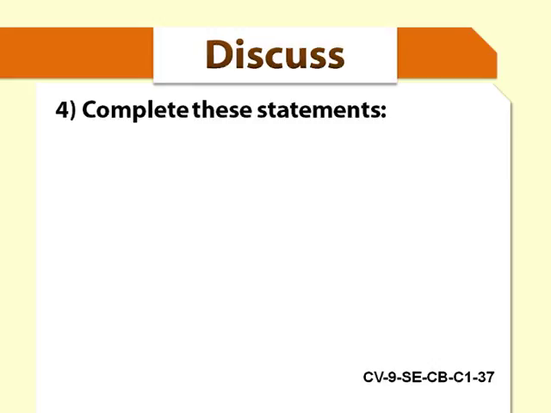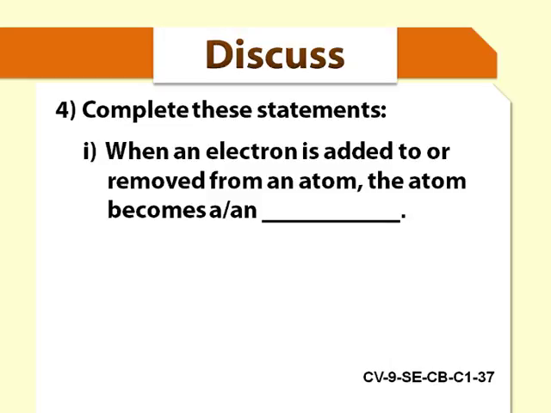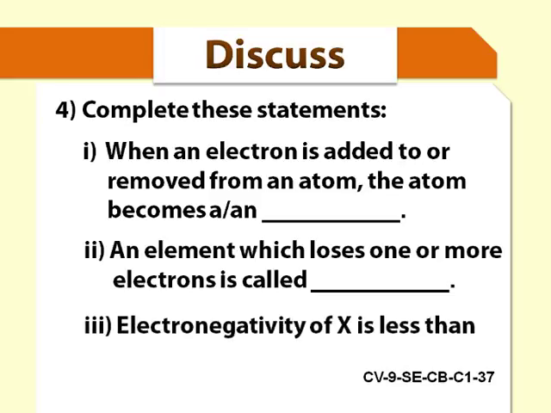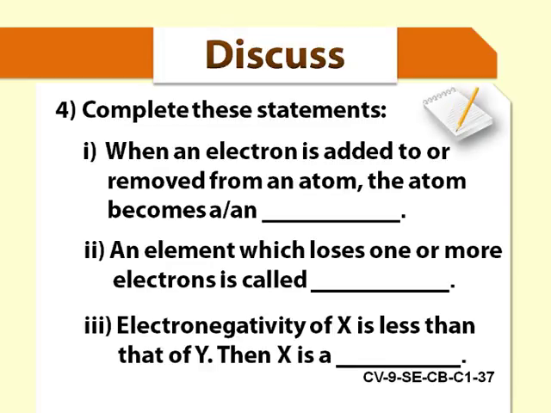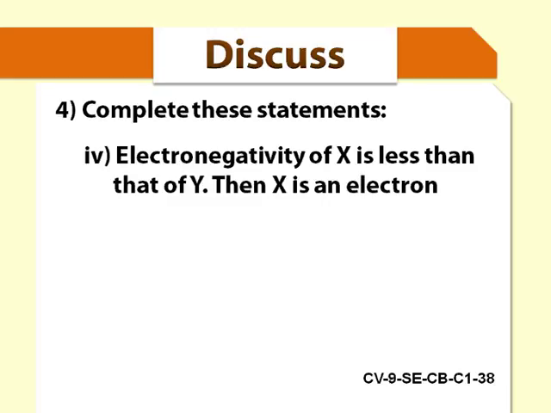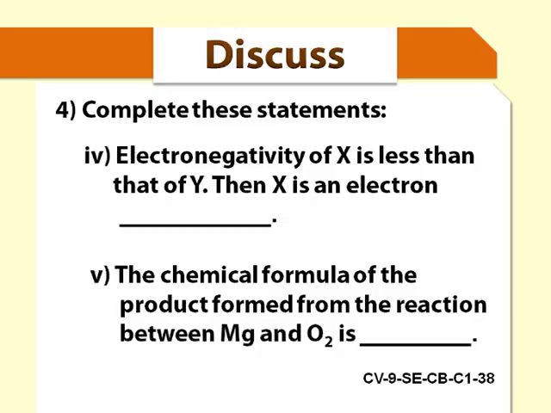Four. Complete these statements. When an electron is added to or removed from an atom, the atom becomes a or an dash. An element which loses one or more electrons is called dash. Electronegativity of X is less than that of Y. Then X is a dash. Take these down in your notebook. Electronegativity of X is less than that of Y. Then X is an electron dash. The chemical formula of the product formed from the reaction between Mg or magnesium and O2 or oxygen is dash. Children, take this down in your notebook.